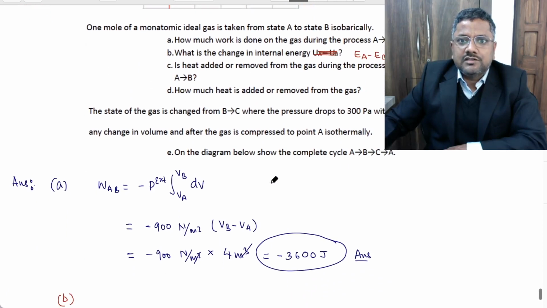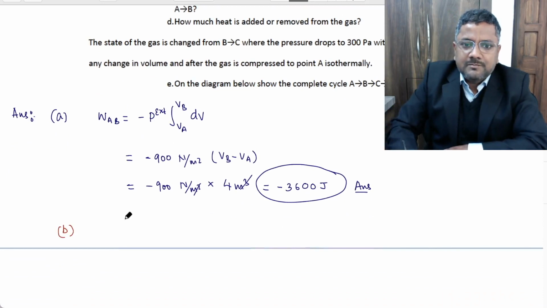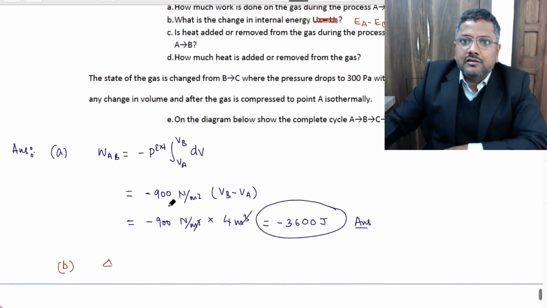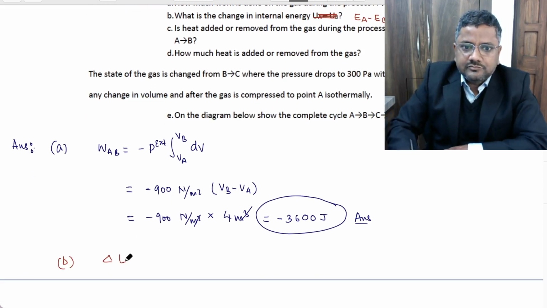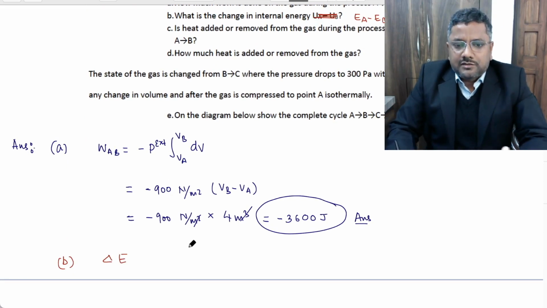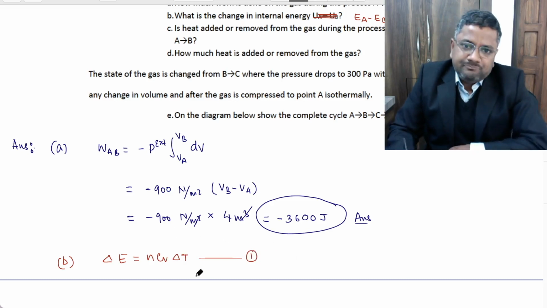Change in internal energy. How to calculate the change in internal energy here? Delta E, A to B. So either you have heat, to calculate this, because you have two formulas for this. Delta E is equal to nCv delta T, right? So this is the one formula, and the other formula is the thermodynamics first law.